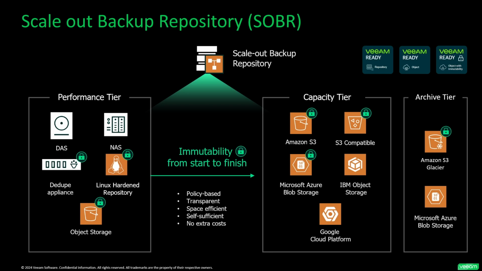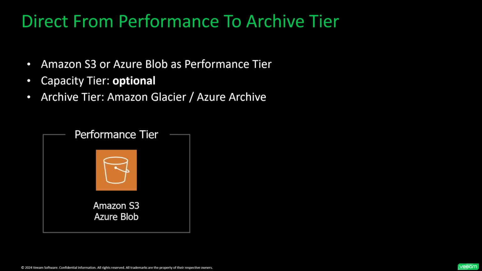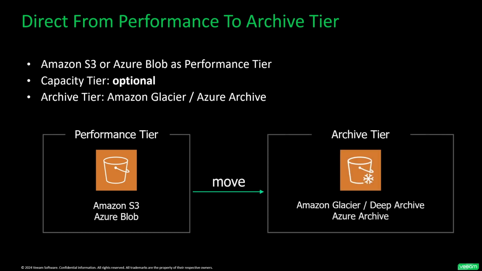And you even have an archive tier. Archive tier is reserved to Amazon S3 Glacier or Azure Blob Storage. What's new with the latest version is that now you can have a direct access from performance to archive tier. So capacity tier becomes optional and you can move data directly from Amazon S3 or Azure Blob to the archive tier of Amazon or Azure. If you're on Amazon, you stay on Amazon, and the same goes for Azure. If you are on Azure, you can only move to Azure archive tier.